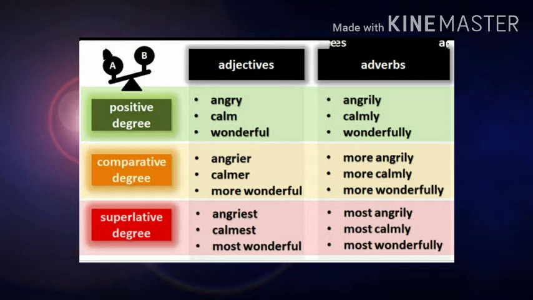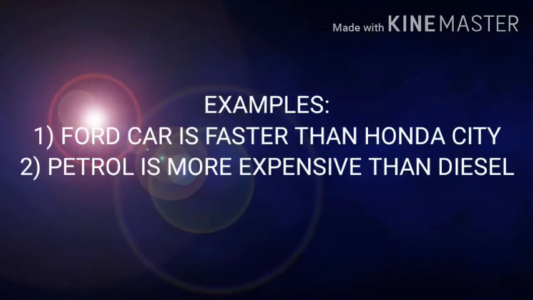Now we will discuss a few examples to know what the degrees of comparison are. I will discuss the first example. For example, Ford car is faster than the Honda City. Ford car is faster than the Honda City. These are the comparison between the two cars. So here I'm using the example faster. So this particular sentence is called your comparative sentence.